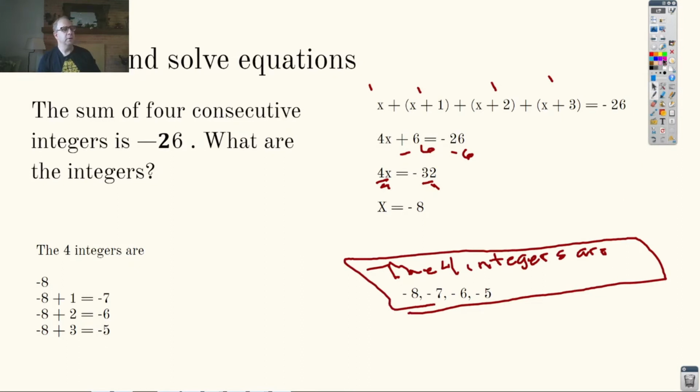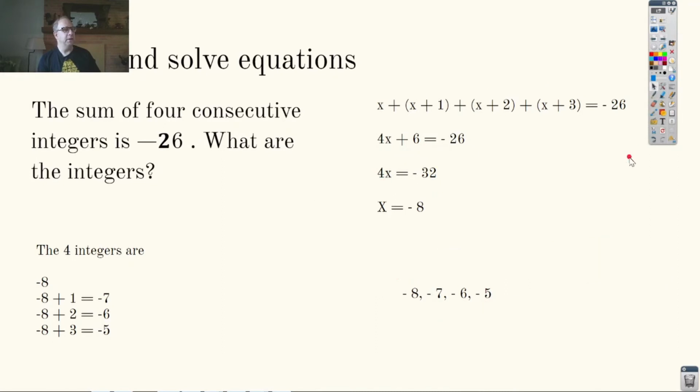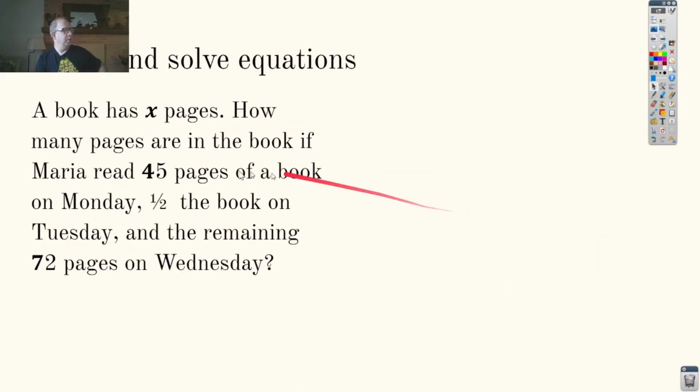Got it? All right, let's move on. Next problem. A book has X pages. How many pages in the book, if Maria read 45 pages of a book on Monday, half the book on Tuesday, and the remaining 72 on Wednesday? So I like to start this one.